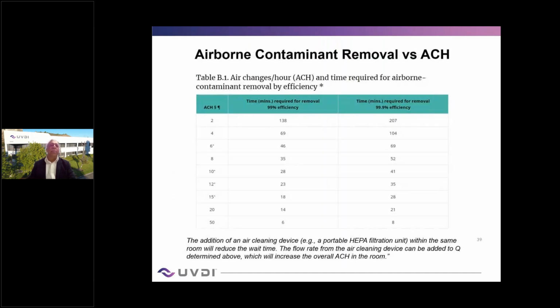So you might have seen this, but basically the advantage of having solutions where you may not need a very high single pass efficiency is that as you increase your air changes and you're recirculating the air, you can increase your particle removal. This chart shows that as you go from an air change rate of 2 to 4, the time for 99% removal of contaminants goes down by half, from 138 minutes to 69 minutes, and so on and so forth.